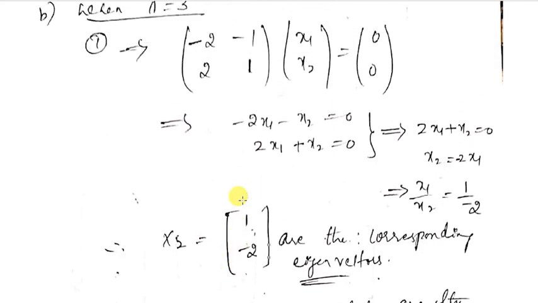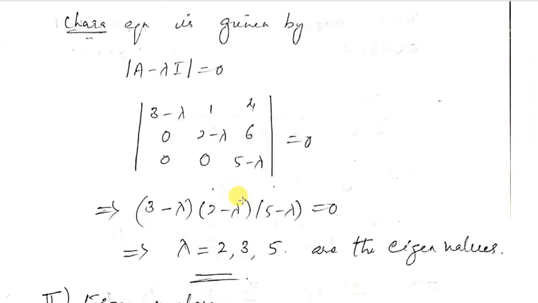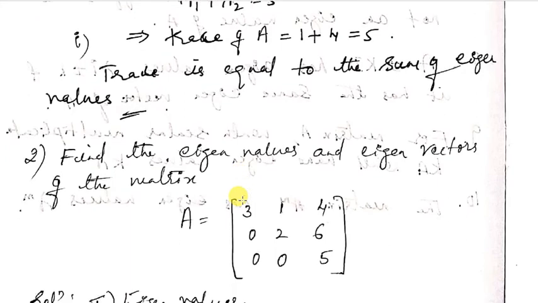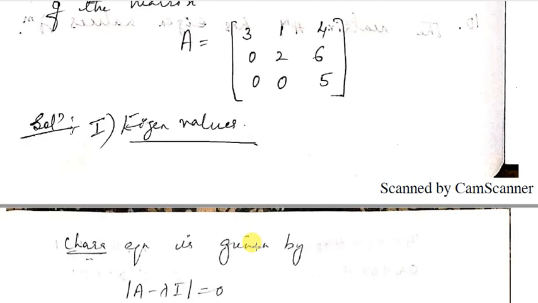So let us consider the second example. In the second problem, here I have taken a 3 cross 3 matrix of order 3. Let us find first the eigenvalues, then we will find out the corresponding eigenvectors.